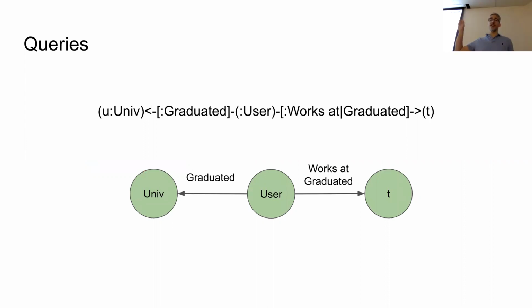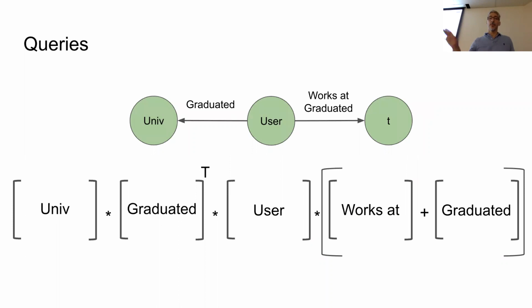So this is the pattern that we're interested in. I'm going left to right. So we start out from a university. We find out which users have graduated from it. And then we want to know where those users are at today. So this is the node aliased as T. And this is the set of operations that RedisGraph would produce for this pattern.